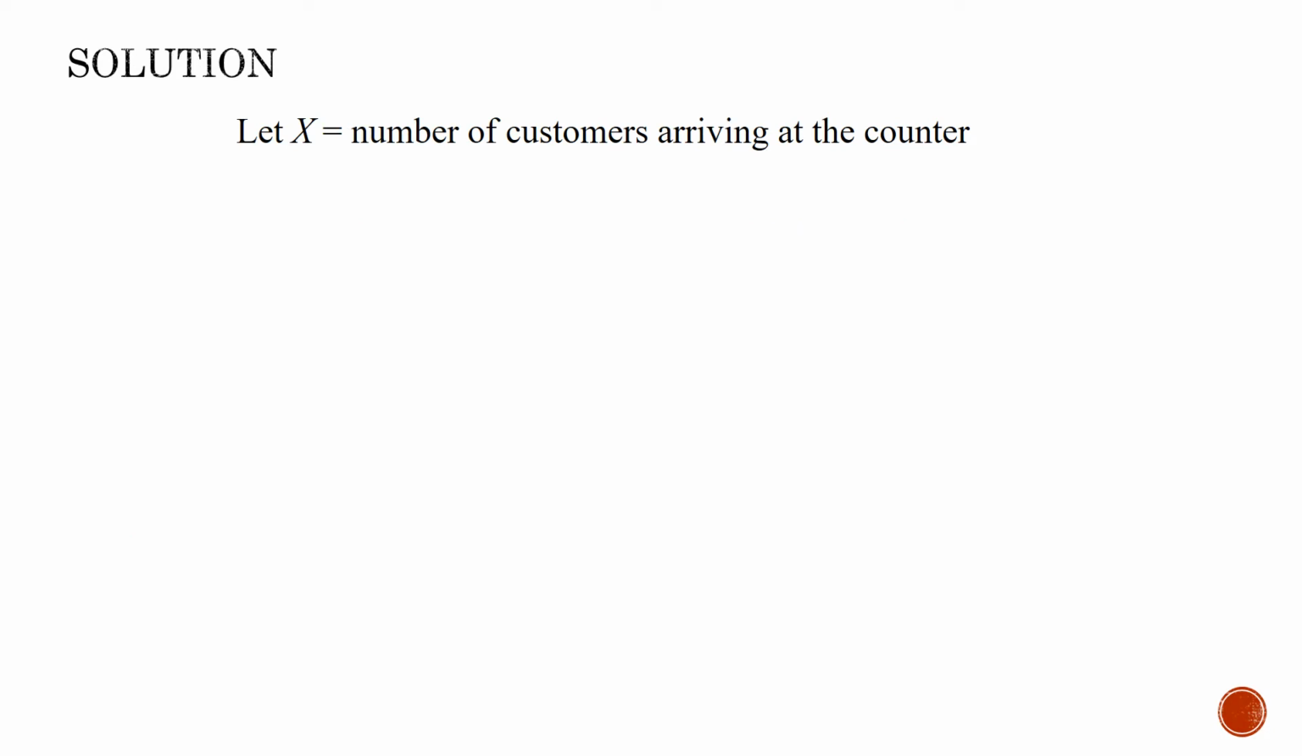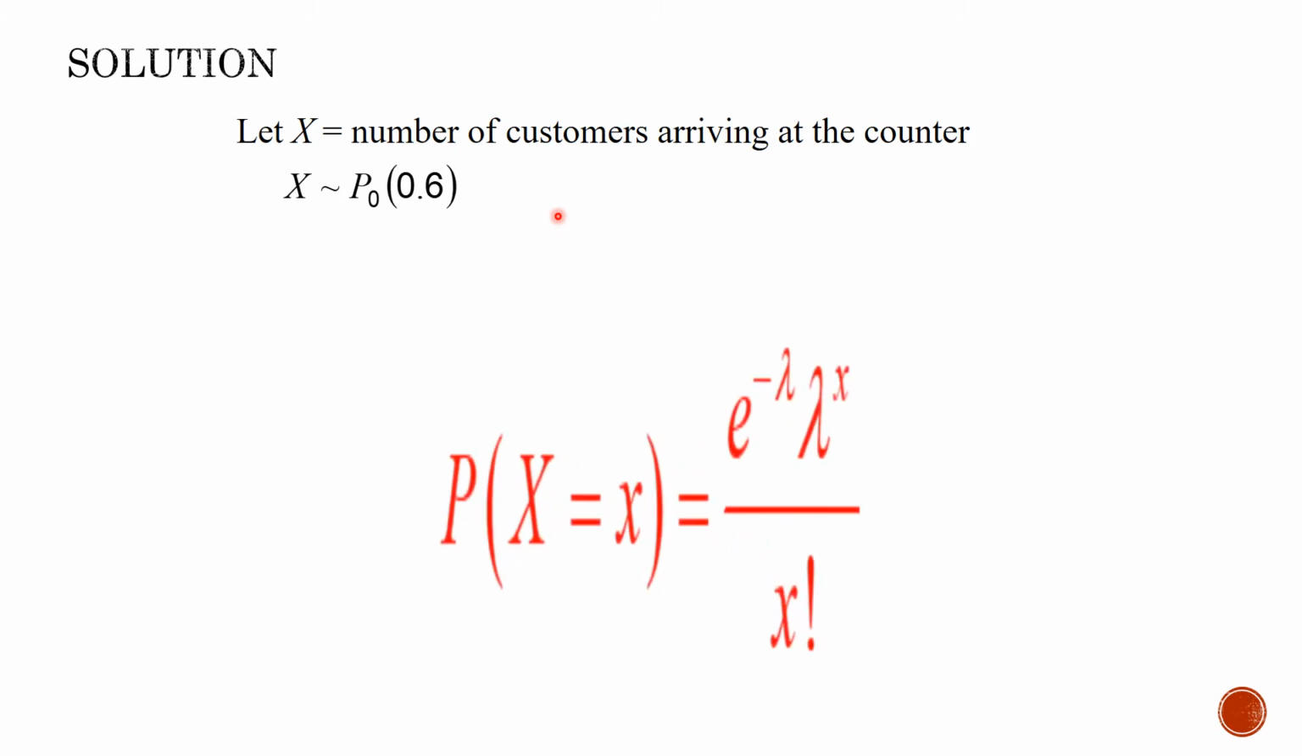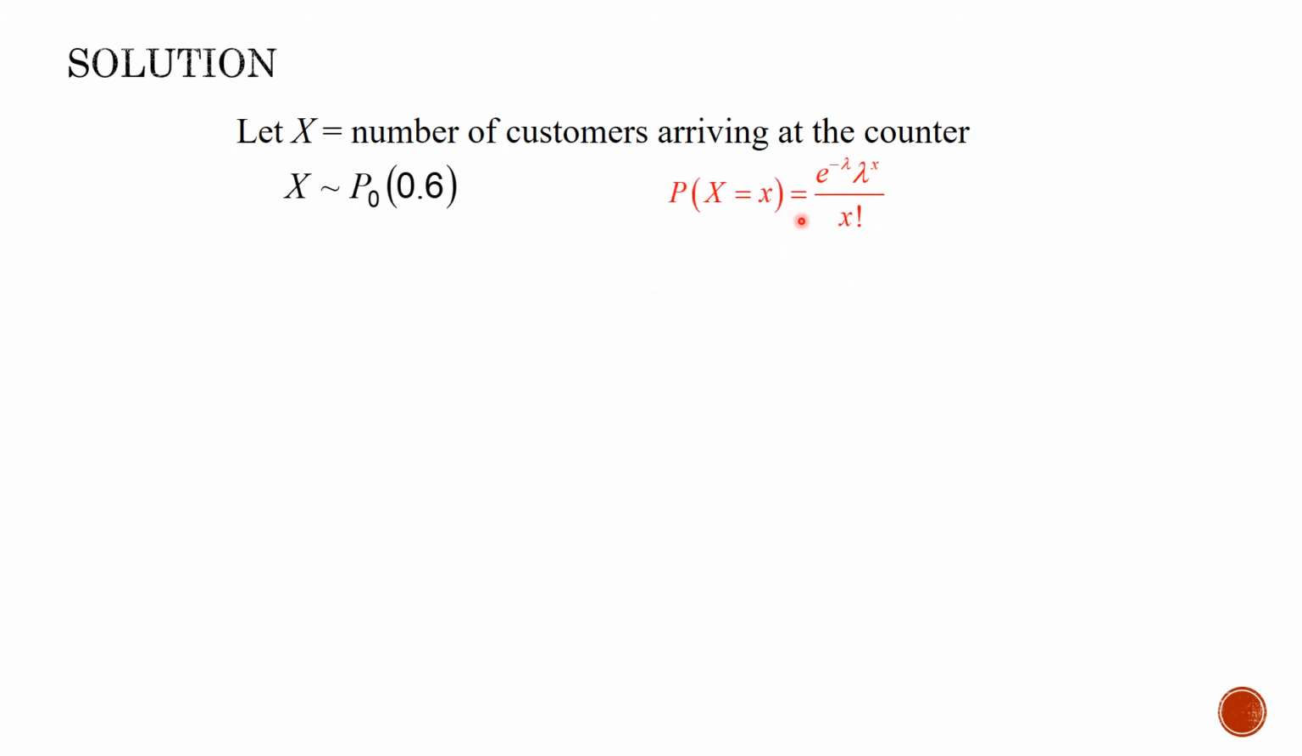Firstly, you need to define your random variable X. So X will be the number of customers arriving at the counter. Write this in mathematical symbols: X has a Poisson distribution with a mean of 0.6 in a period of 1 minute. Recall the formula for the probability distribution of Poisson: e to the power of negative lambda times lambda to the power of x divided by x factorial.